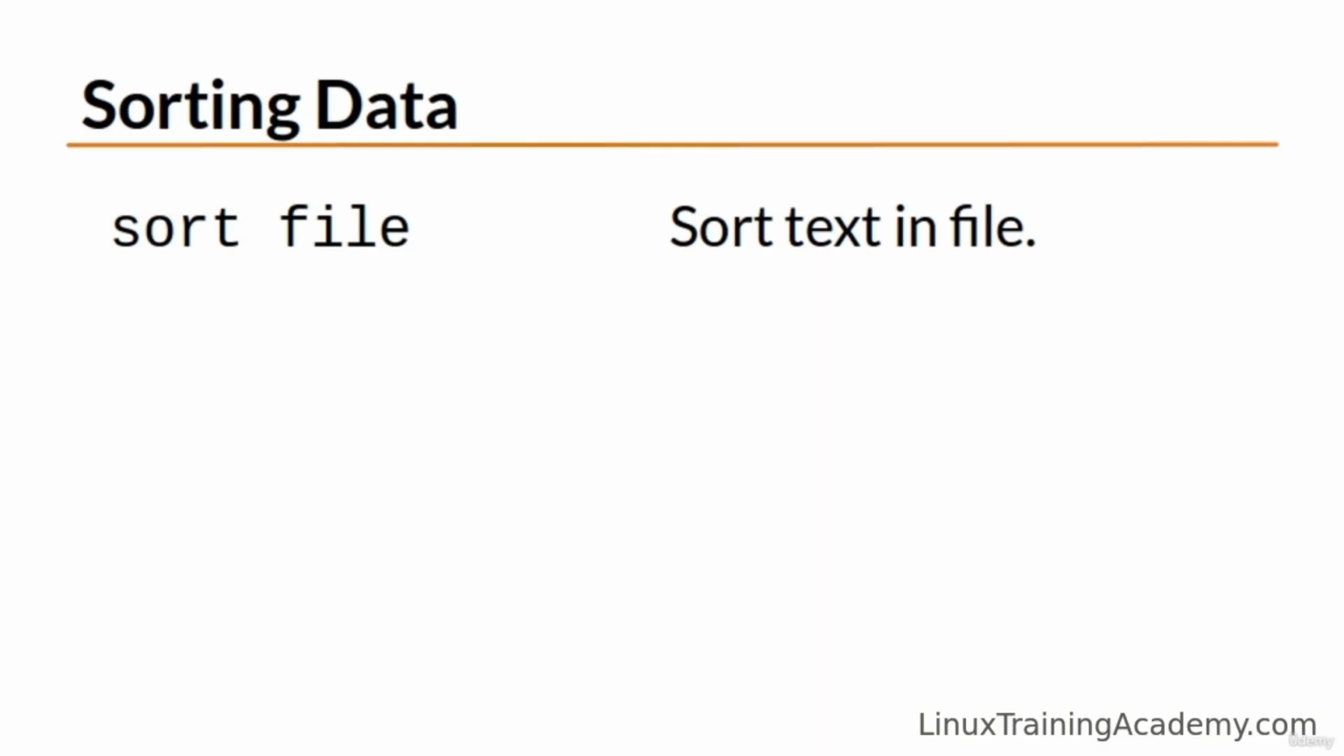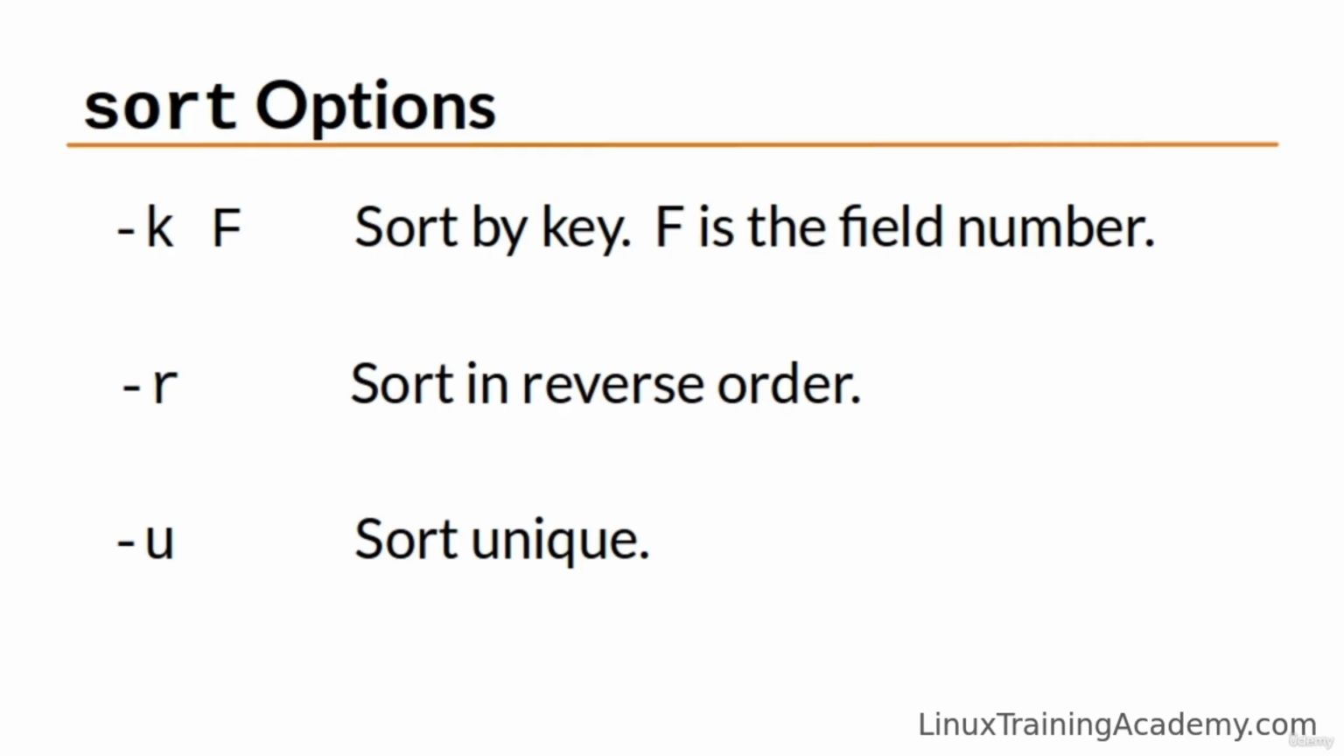You've already used the sort command a couple of times in this course, but as a reminder, the sort command at its most basic level sorts text alphabetically that appears in a file. You can use sort with the -k option and supply a field, so you can sort by a different field than the first field. -r sorts in reverse order, and -u removes duplicate lines and only provides unique results.